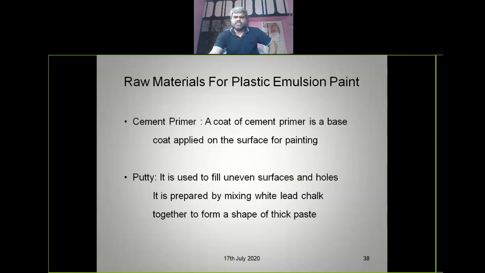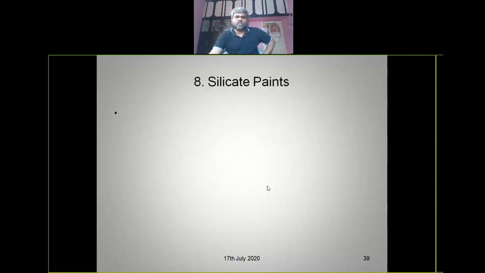And raw materials of plastic emulsion paint, cement primer and putty. A coat of cement primer is a base coat applied on the surface before painting. Putty is used to fill uneven surfaces and holes. It is prepared by mixing white lead and chalk together to form a thick paste.